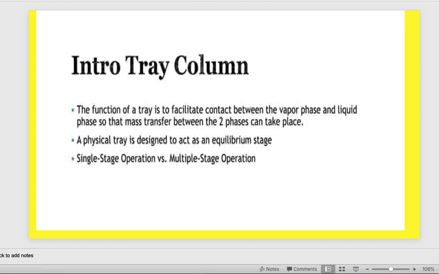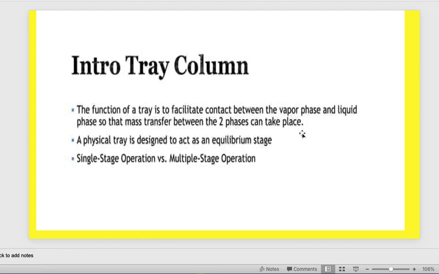Okay, so the function of the tray in the tray column is to facilitate the contact between the vapor phase and the liquid phase, so that mass transfer between the two phases can take place. This means that there is a vapor-liquid equilibrium on the surface of the tray, and we need to get the maximum contact between the vapor and the liquid phase smoothly without any troubles. This is the main function of the tray tower.